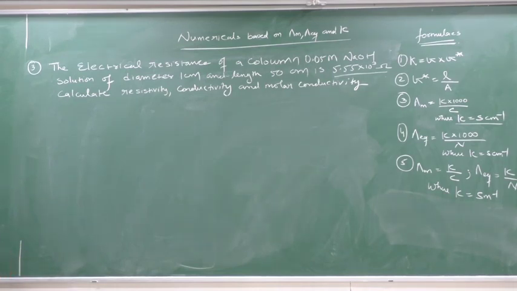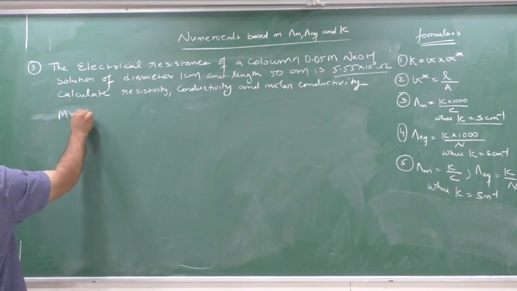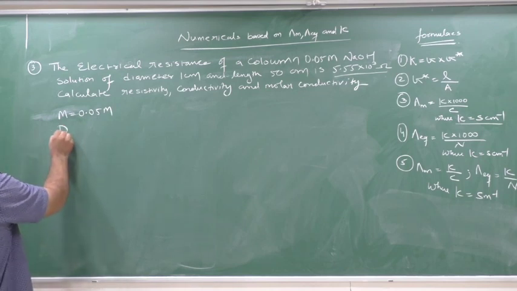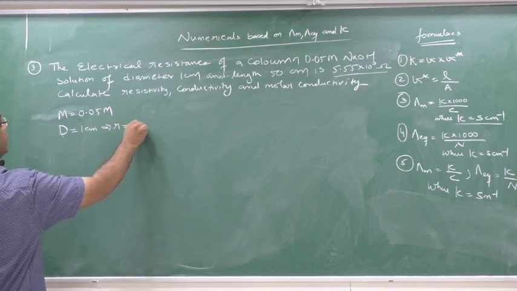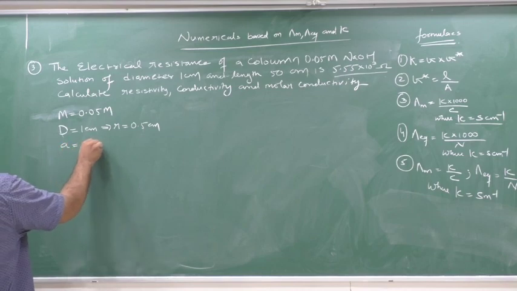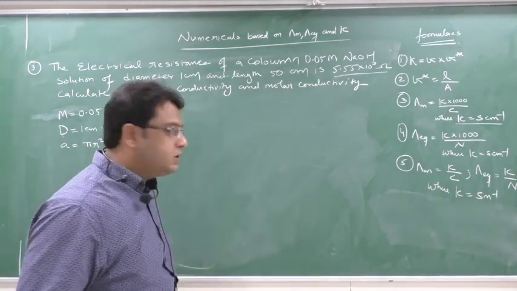So first I will write down the given. The electrical resistance of a column of 0.05 molar, so means molarity they have given, that is molarity equal to 0.05 molar. Solution of diameter, diameter they have given, that is 1 centimeter. So what I will do, I will calculate the radius. Radius equal to 0.5 centimeter, and I will calculate from here the area. Area means what? Pi r square. Because what is the cross sectional area of any cylinder or any electrode? That is a circle, the pi r square.